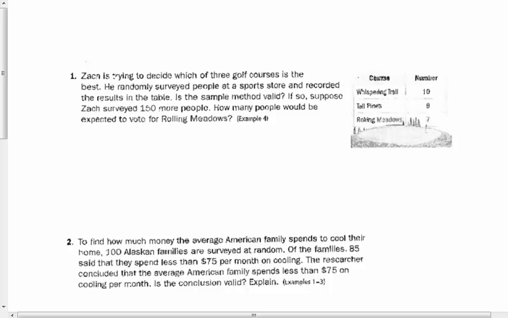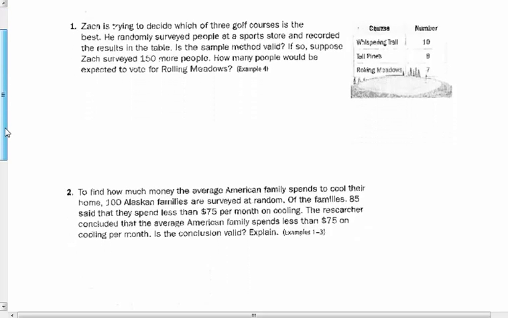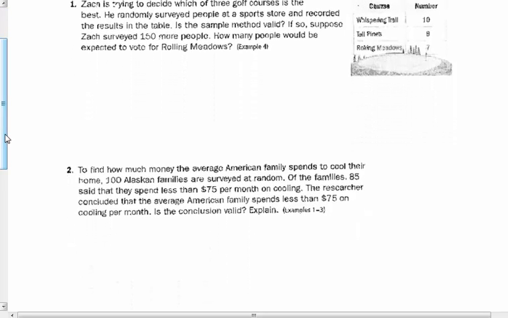I would like you to answer Zach and the Alaskan families question here. These two questions, best on your own, try to give it your best shot. Is it a random sample or is it a valid conclusion? And could you set up a proportion and figure out how many people are expected to vote for Rolling Meadows in question number 1? Follow the other examples in your notes, and we will go over these tomorrow.